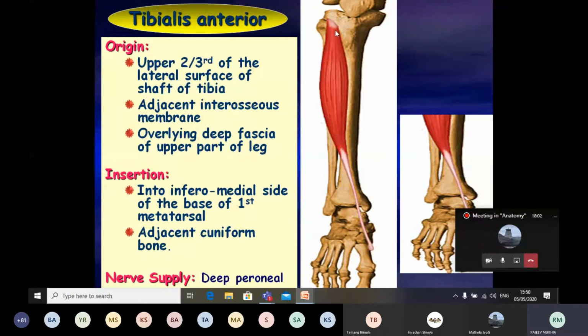So origin is from the lateral condyle of the tibia, then upper 2/3 of the lateral surface of the tibia, interosseous membrane, and the fascia present in the upper part of the leg. Insertion is in the base of the first metatarsal bone and medial cuneiform bone. This muscle is innervated by the deep peroneal nerve.